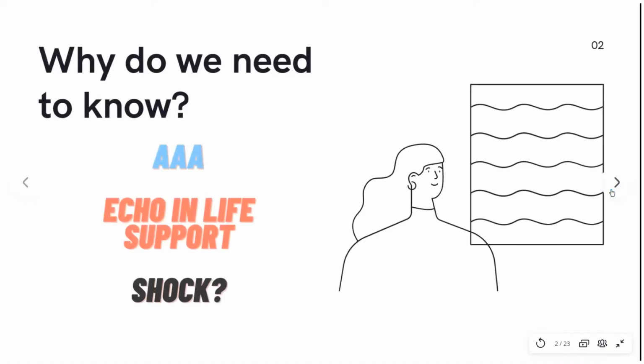So let's begin. We're going to learn about scanning the IVC and why this is required. The first thing, of course, we need to know it because we use it for AAA and for echo and life support, and possibly we are going to use it to determine shock. If you go on to learn level 2 scans, this is very important to know about.